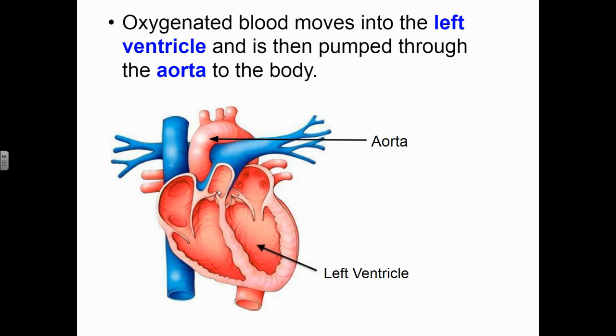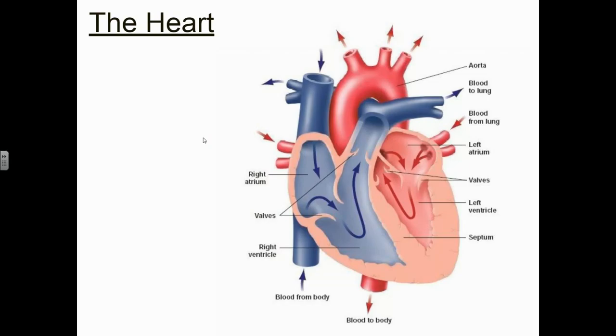And then it's going to move down to the left ventricle, where it will then be pumped out the aorta, and that blood will then flow to all the different parts of the body to drop off its oxygen. And that's our cycle. Once that has been dropped off, that blood will then go back into the vena cava, and the entire cycle happens again.